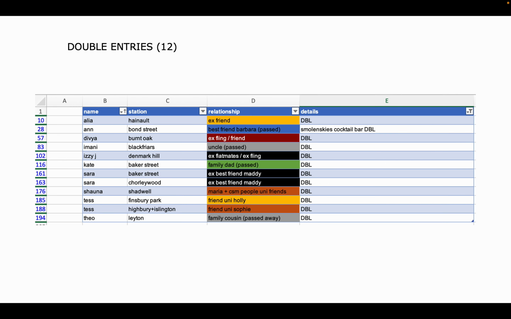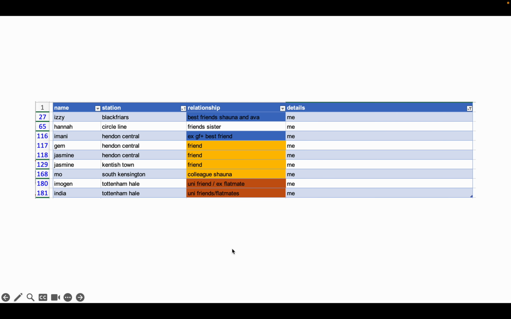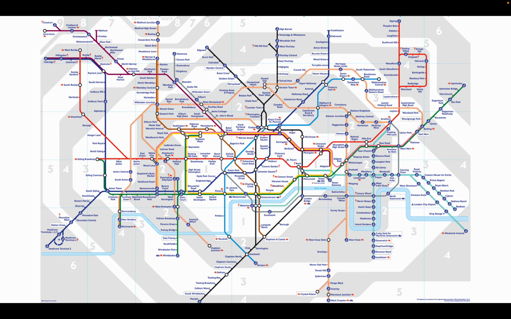And this is the double entries as well. So obviously these are the crossovers. I added the double into it so I could appropriately label and color-wise on my data. But yeah, these are the doubles. Multiple doubles on Baker Street, which was a popular station. And for those who were curious, these are the stations people associate with me. Yeah, there you go. Hope you enjoy that.